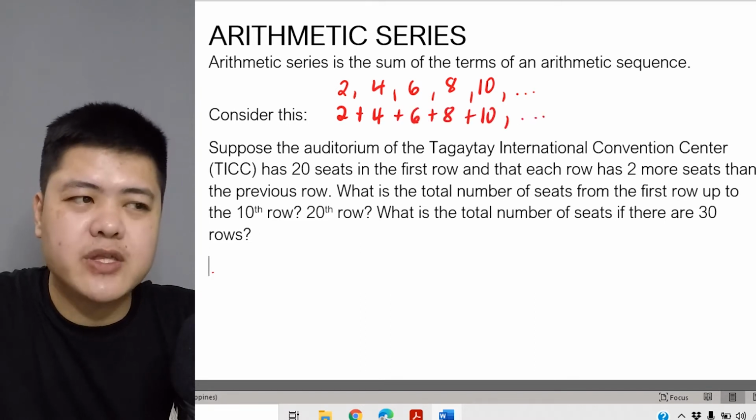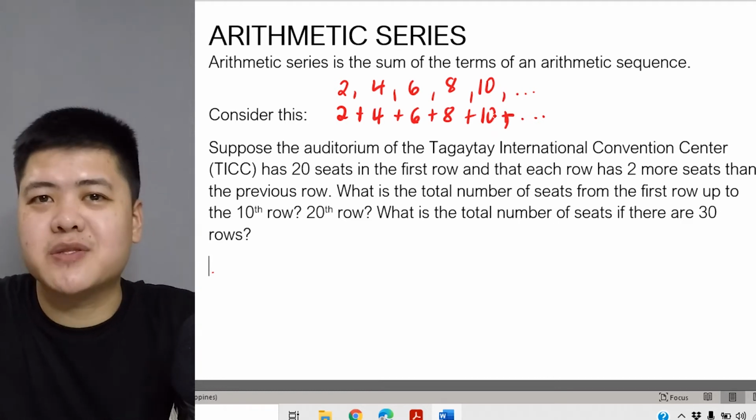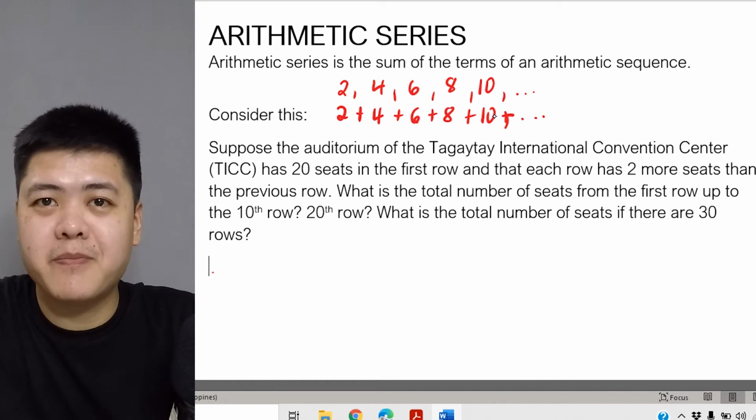So basically, that's the difference. The arithmetic sequence is the list of numbers. The arithmetic series is the sum of the terms.